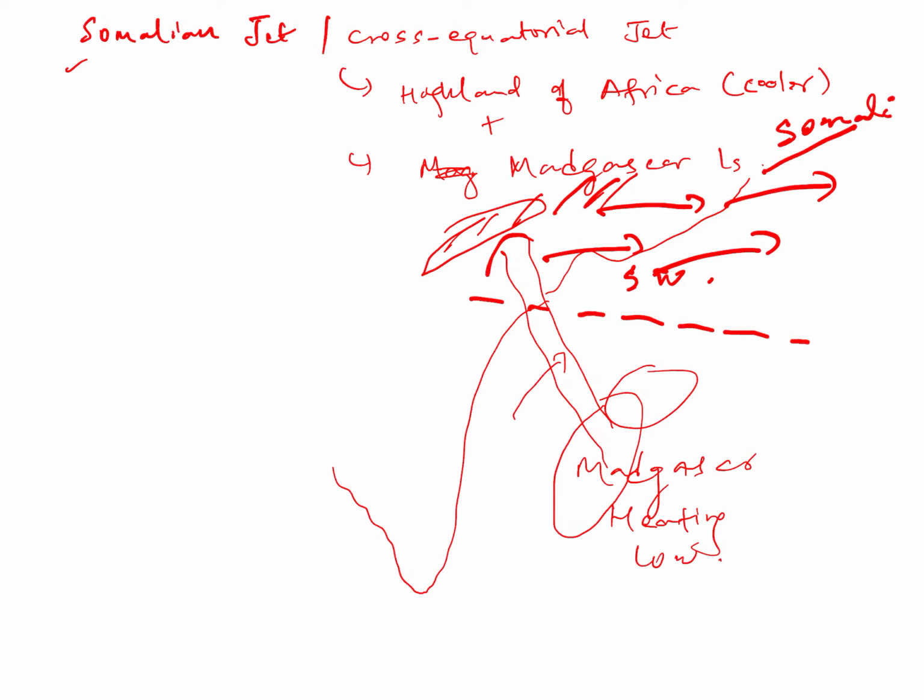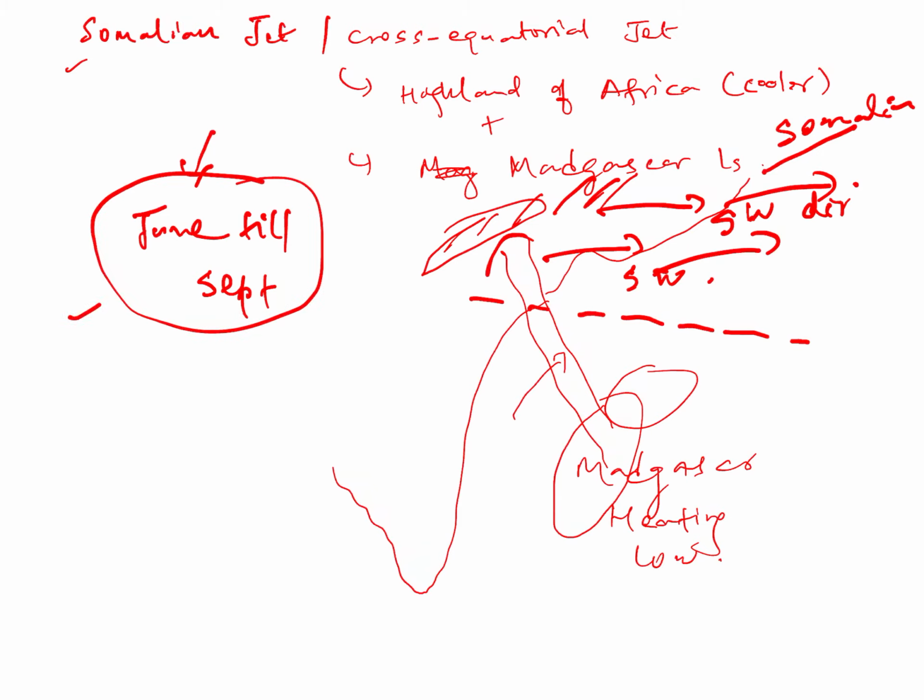So on the Somalian coast, the jet stream is moving from which direction? From the south west direction towards the northeast direction, and it is responsible for feeding moisture to the Indian summer monsoon. It is intense from June till September only. So we can say that when the Somalian jet is stronger, the Indian summer monsoon is also stronger, causing good rainfall in the western part and southern part of India in the monsoonal season from June till September.